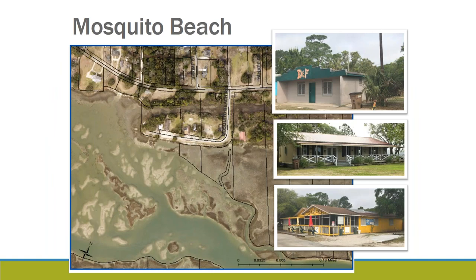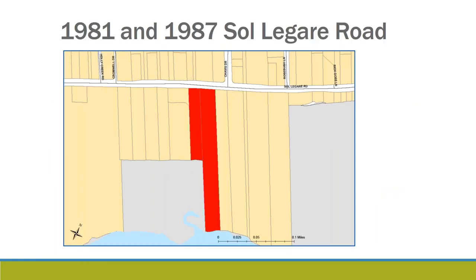There's the Mosquito Beach area, which has traditionally been a tourist and recreation area in the past with several different restaurants and a small hotel. And so today, one to two restaurants still exist and special events take place in the area.